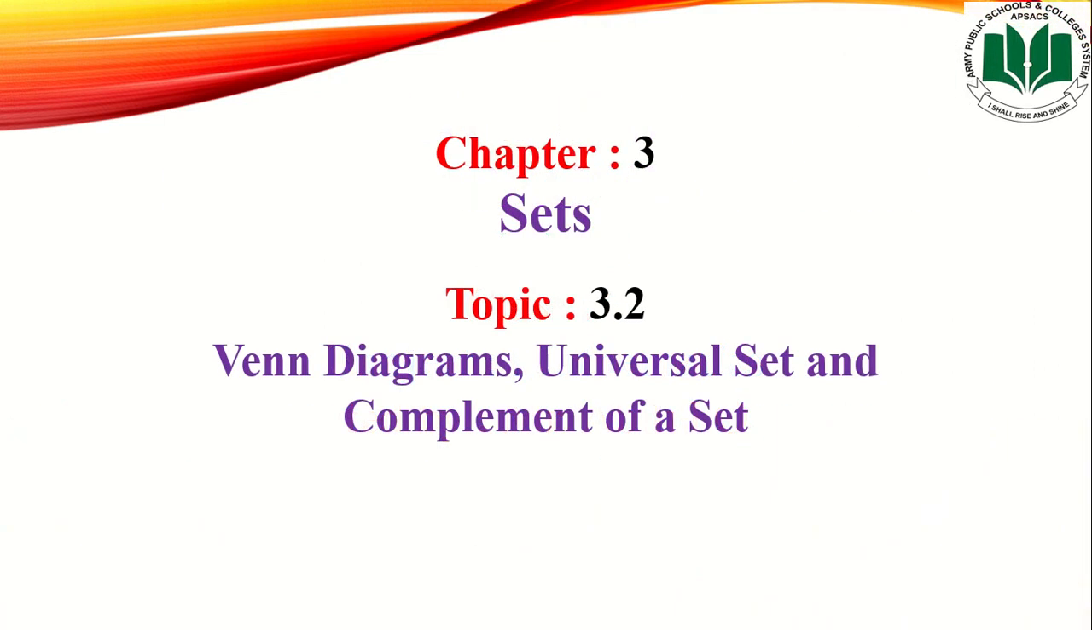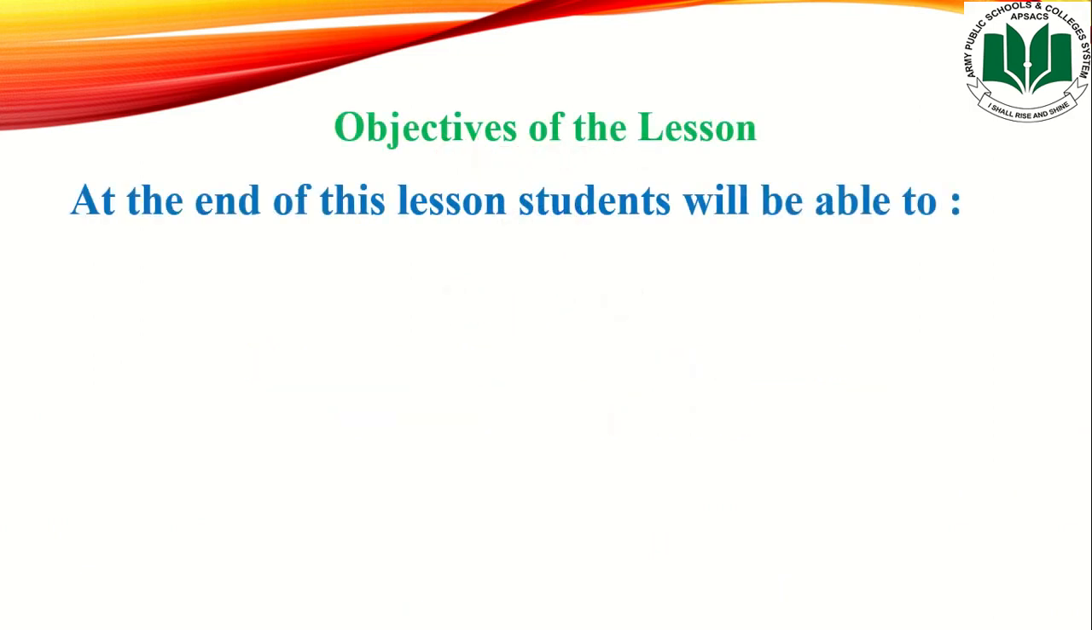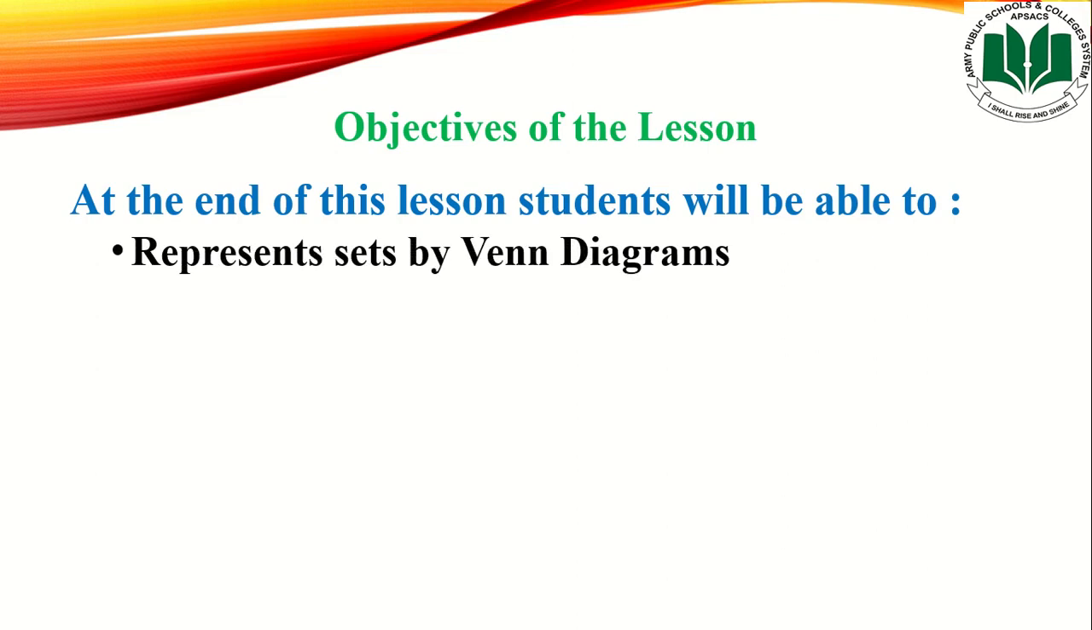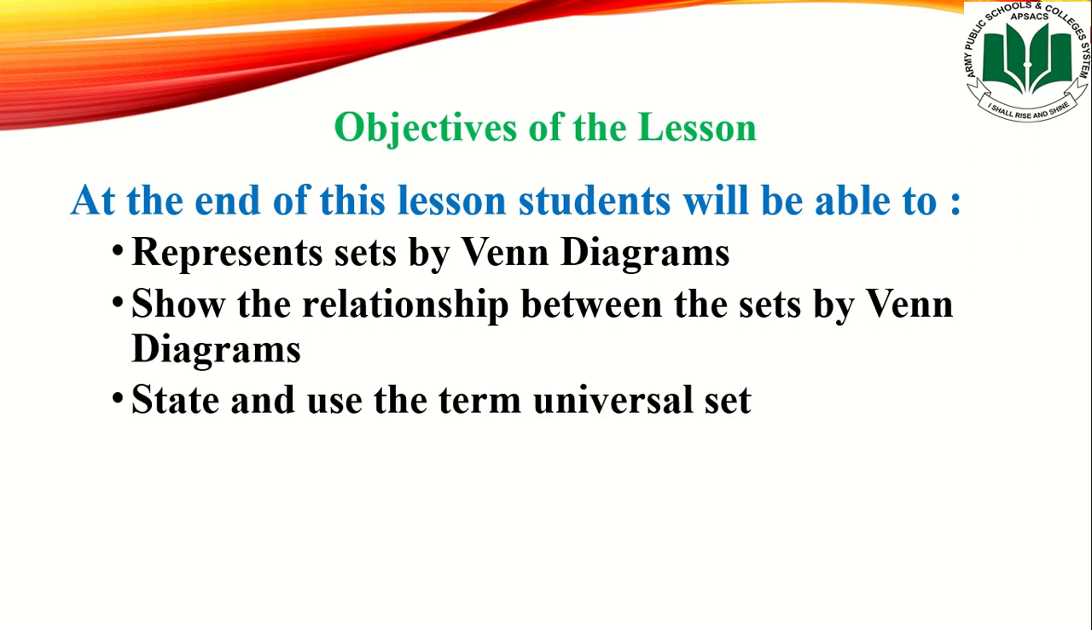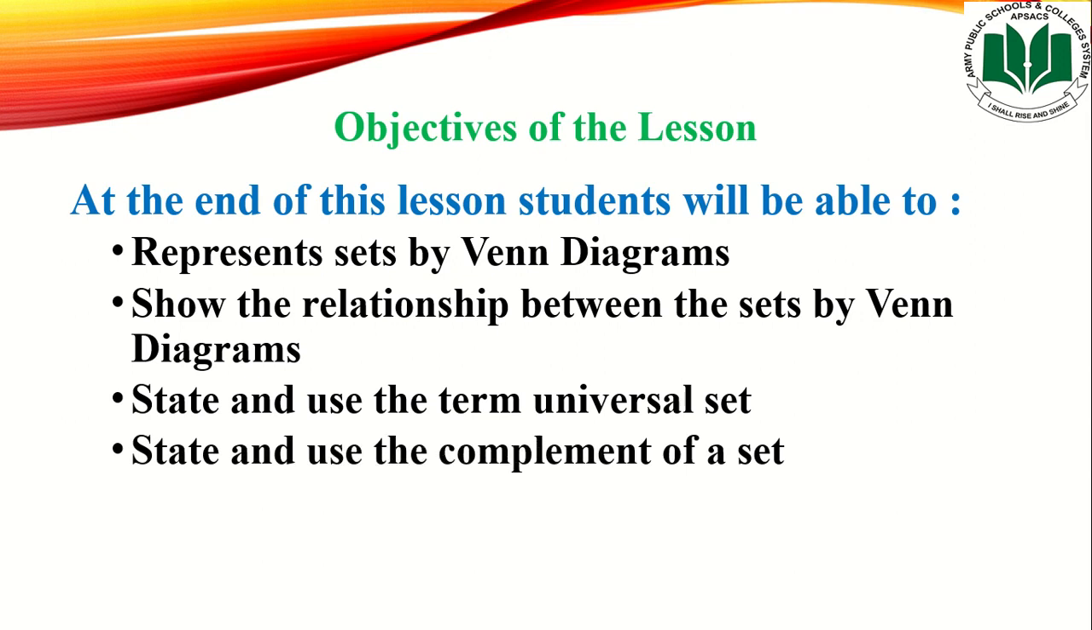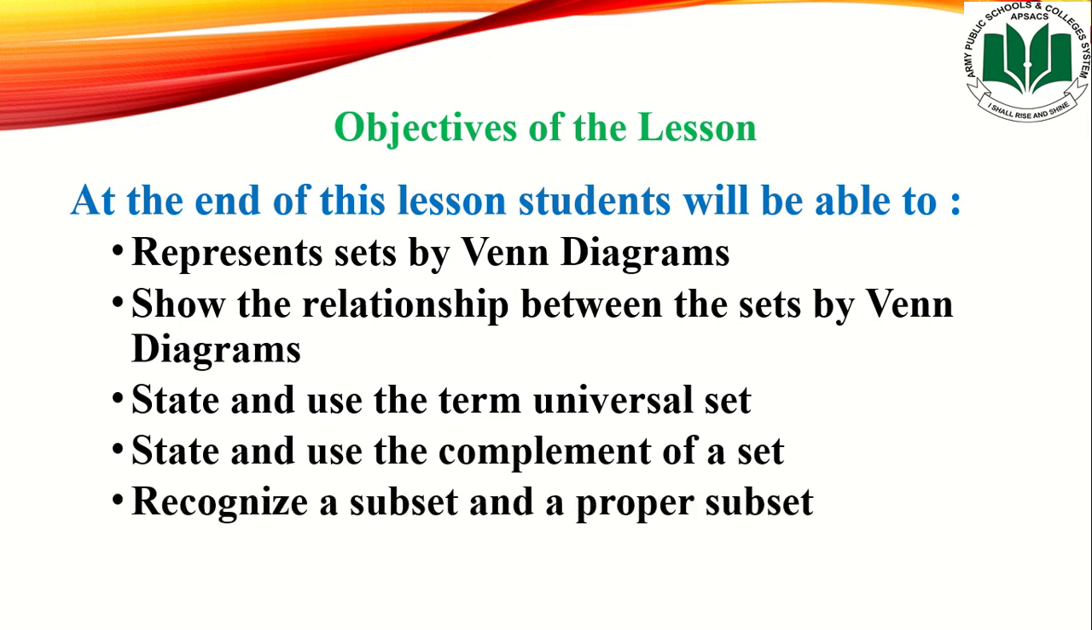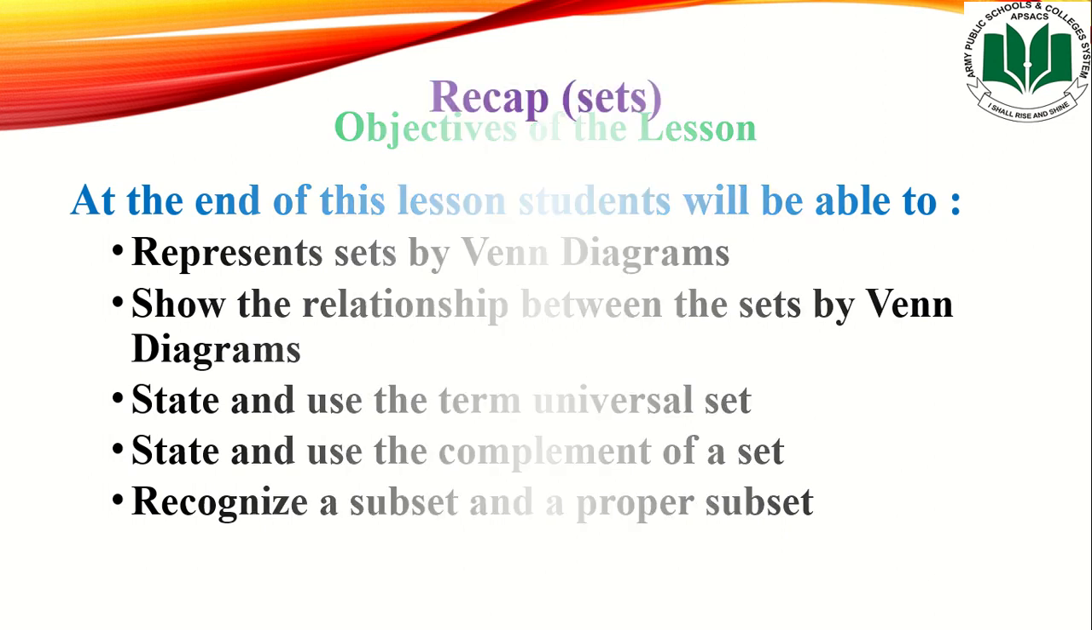In this video lecture, we will study chapter number 3, that is sets, and the topic is Venn diagram, universal set and complement of a set. Objective of the lesson: at the end of this lesson, students will be able to represent sets by Venn diagram, show the relationship between the sets by Venn diagram, state and use the term universal set, state and use the complement of a set, recognize a subset and a proper subset.